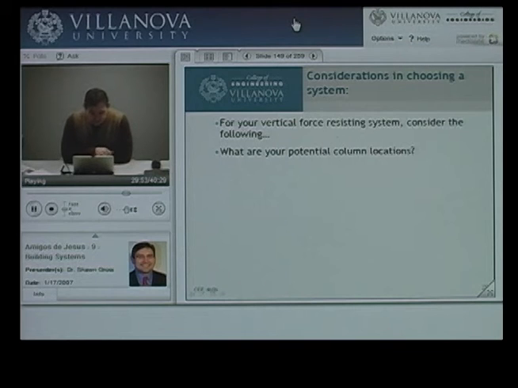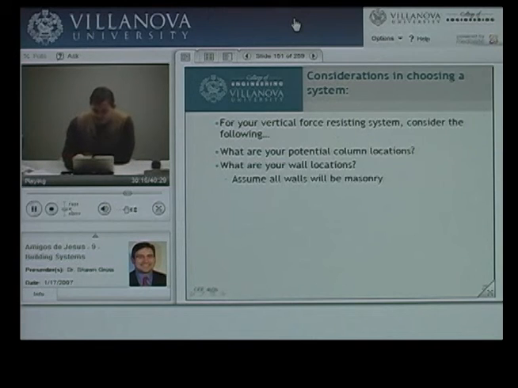I need to look at potential wall locations. If I'm using a bearing wall system, obviously the bearing walls have to be solid enough that they can handle the loads that are required to be handled. You can make some assumptions regarding the construction on site. You can assume that all the walls are in fact going to be masonry, in particular masonry block or CMU, concrete masonry unit, to use the proper term.